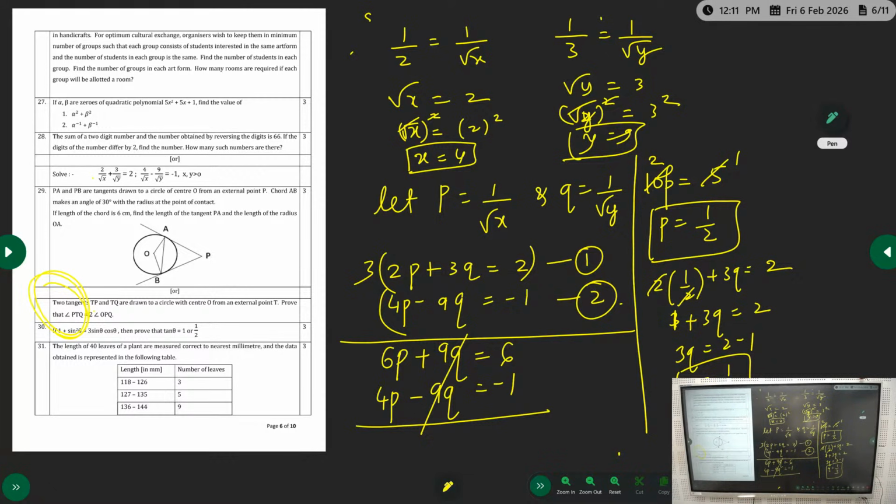If it was only 1 by x, your answer will be 2 and 3. Instead of root x, if it was only x, those p reciprocals and q reciprocal will be your answer.